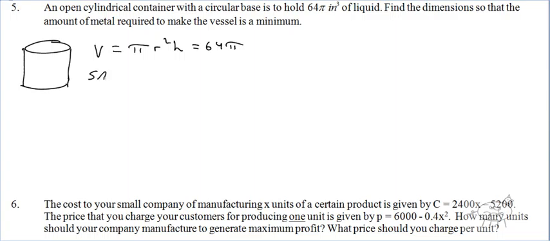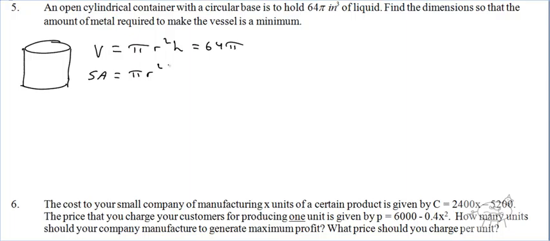And then the surface area of this is, first of all, an open cylindrical container. So do you guys agree I have one base, which is pi r squared? That's one base. If it were a closed cylinder, it would be 2 pi r squared. So it's pi r squared.